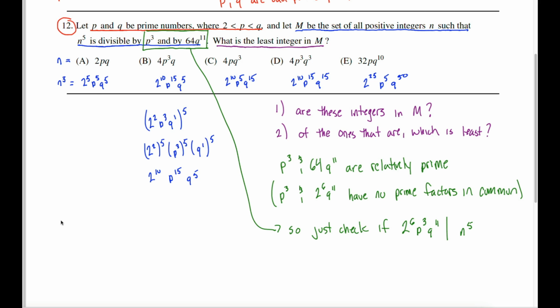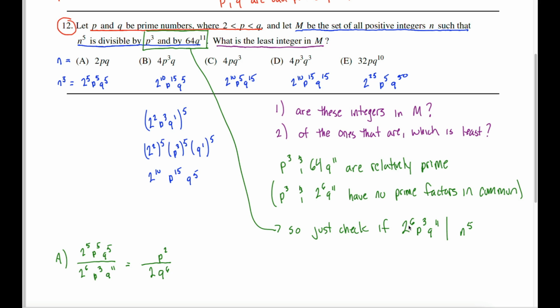Right? If I took this number, 2 to the 5th power, p to the 5th power, q to the 5th power, and I divided it by 2 to the 6th power, p to the 3rd power, q to the 11th power, I could cancel out a lot of stuff. I'd cancel out all of these p's with 3 of the p's up here, so I'd be left with p squared. I cancel out all of these q's with 5 of the q's here, so I'm left with q to the 6th power. And then I cancel out all of these 2's with 5 of these 2's, and I'd be left with the 2 here. Because this reduces to a fraction, not a whole number, this is not divisible by this.